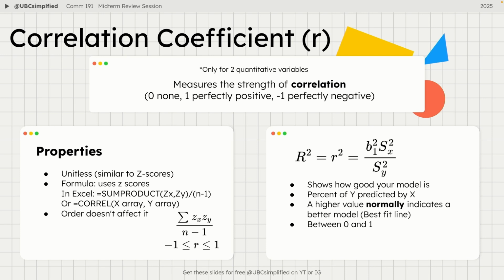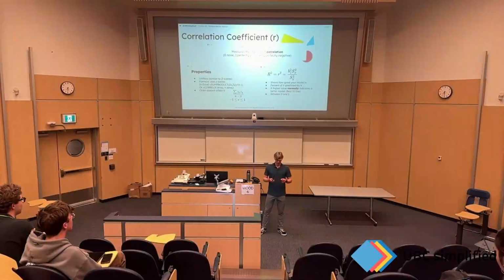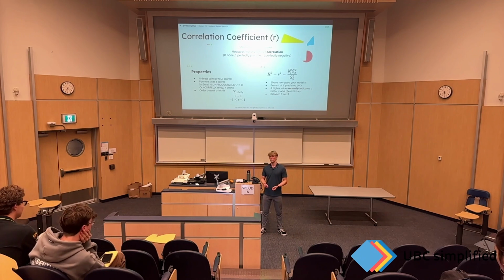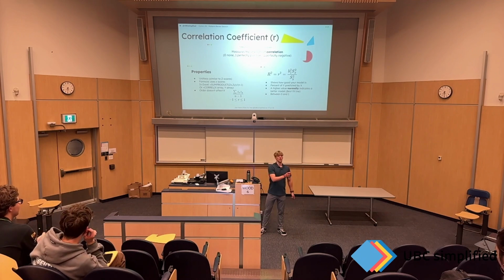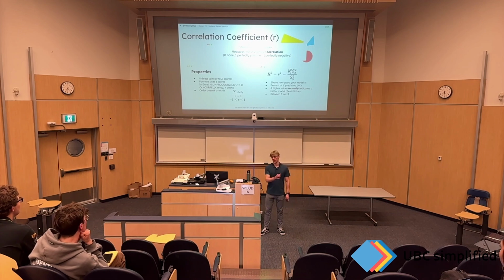And then another thing to keep in mind is R squared. So this is similar to R, but it's a little different. Essentially, it shows how good your model is. What your R squared value is, is the percent of y that's predicted by x. I think that's the best way of thinking about it.